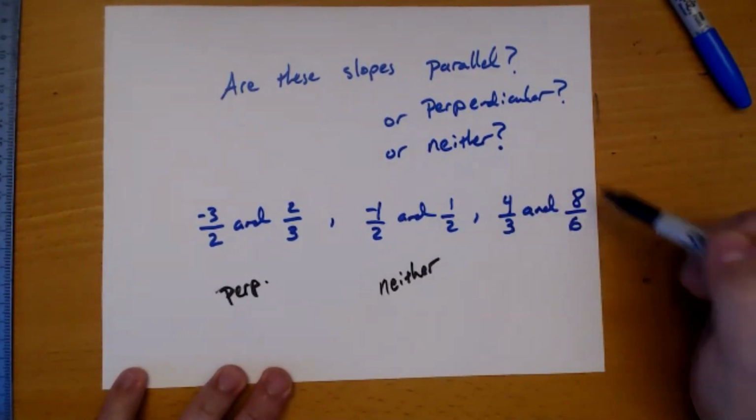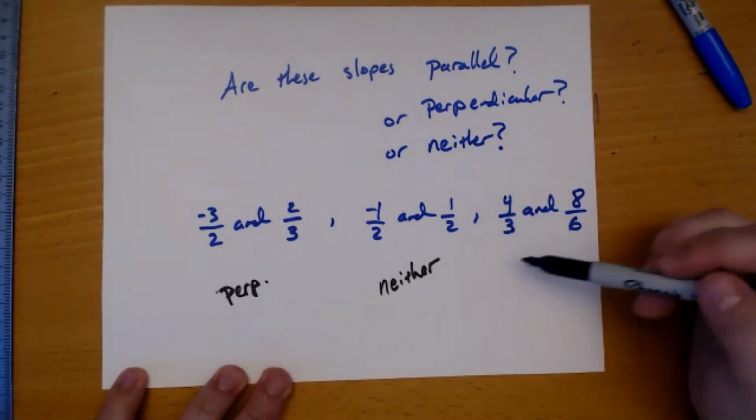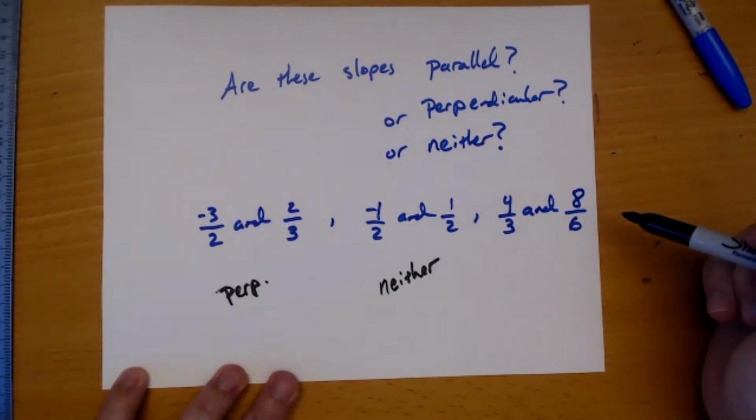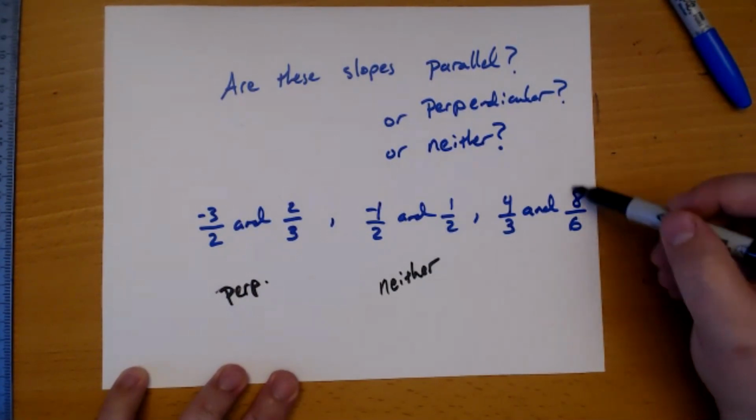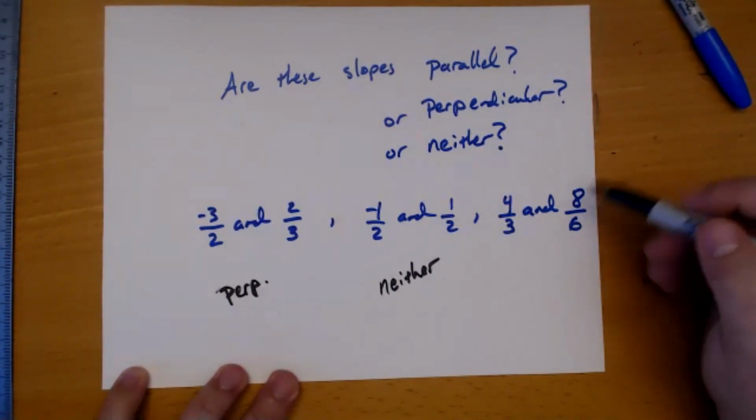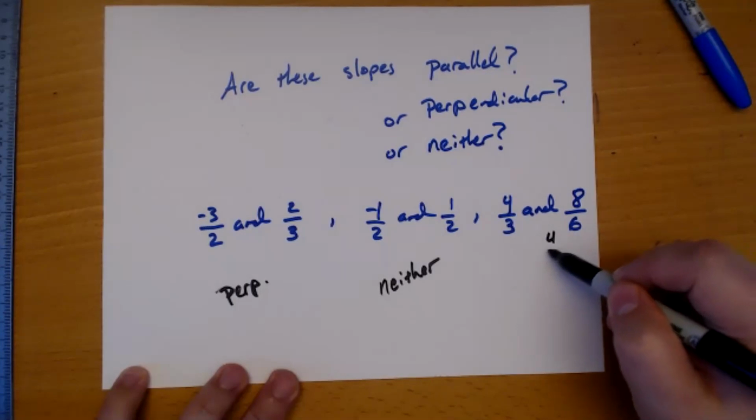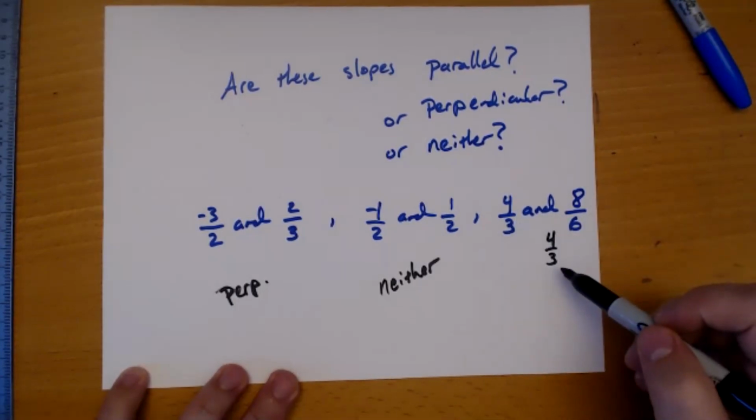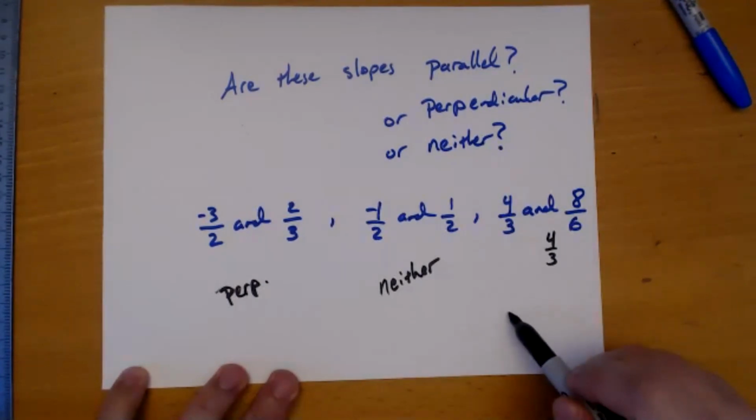And what about these two? Maybe parallel. Why parallel? Because they're different. No. You can simplify 8 and 6. Right. And when we reduce that, what does it become? 3/4. I mean 4/3. You're right. And so 4/3 and 4/3, these are parallel.